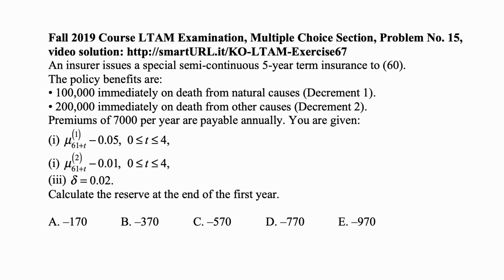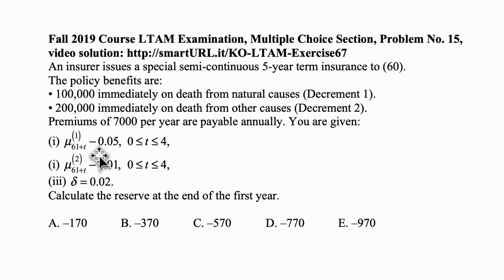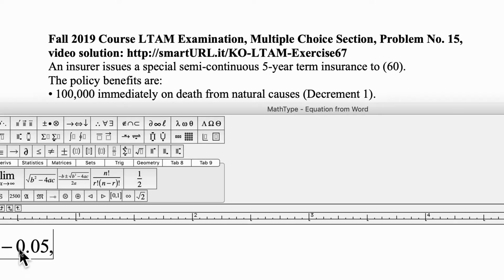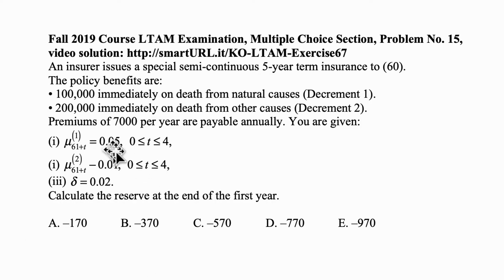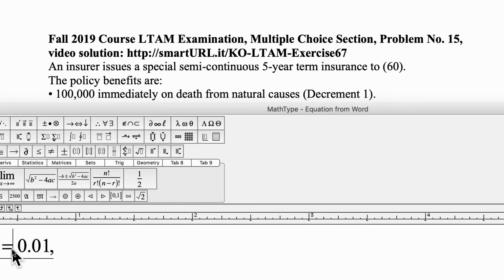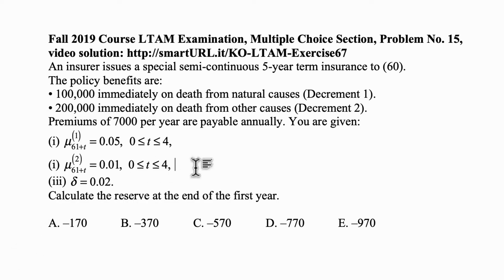You are given that, this is a typo, my apologies, that mu, the force of mortality due to decrement 1, cause 1, is 5% for t between 0 and 4, and the force of mortality due to cause 2 or decrement 2 is 1%, and the force of interest is 2%. Calculate the reserve at the end of the first year.